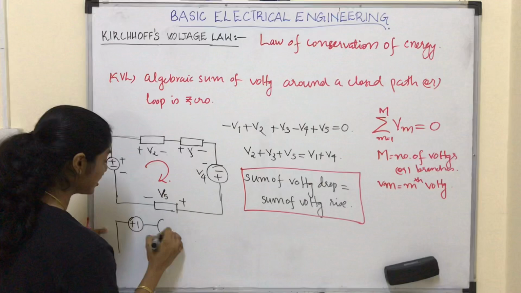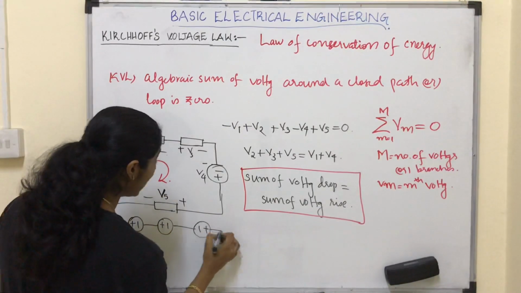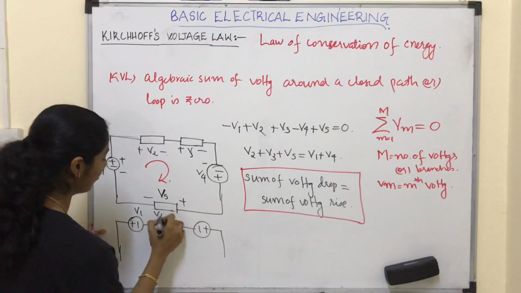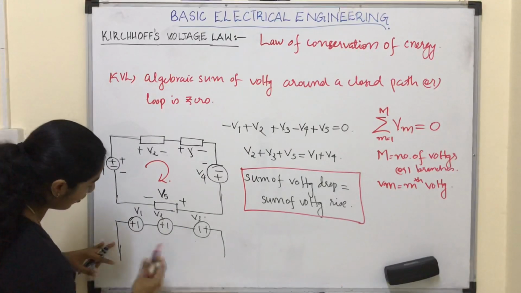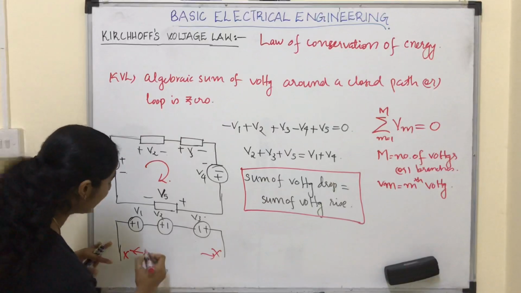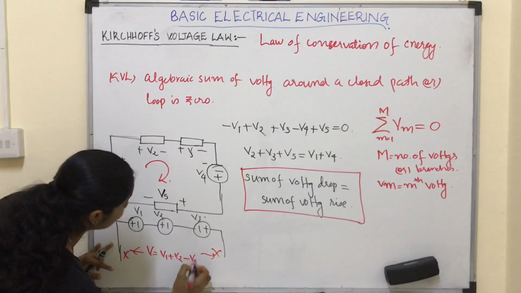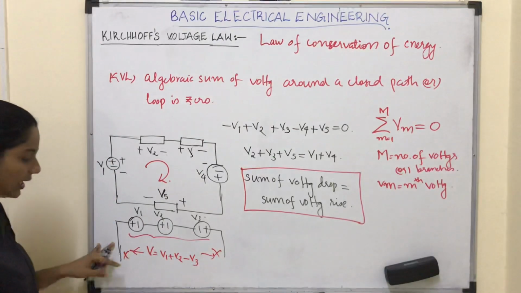And the main application of KVL is that we can connect a number of voltage sources in series. If so, the net voltage is given by, let this be V1, V2 and V3, and the voltage across these two terminals is given by V equal to V1 plus V2 minus V3, the algebraic sum of these three voltages.